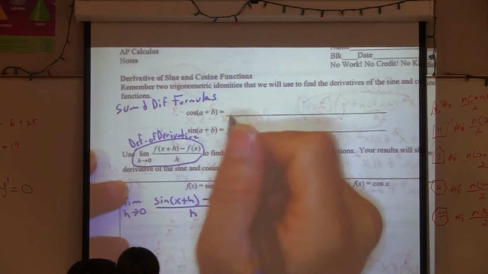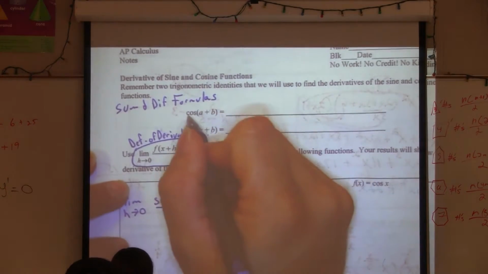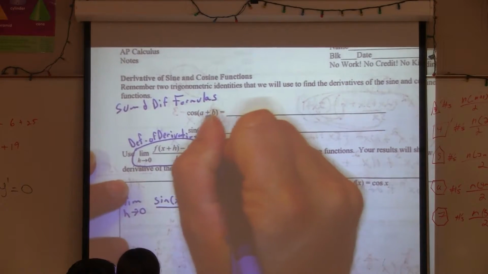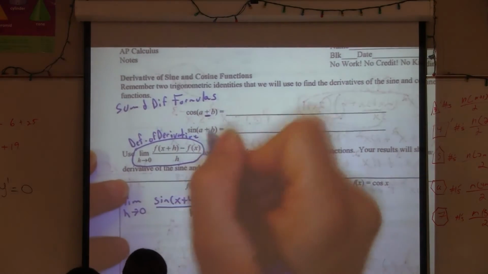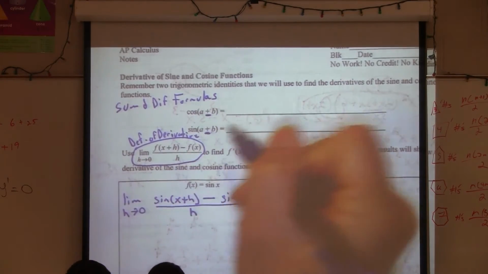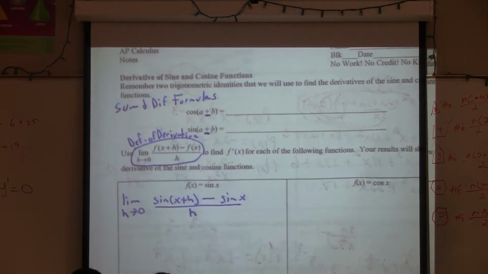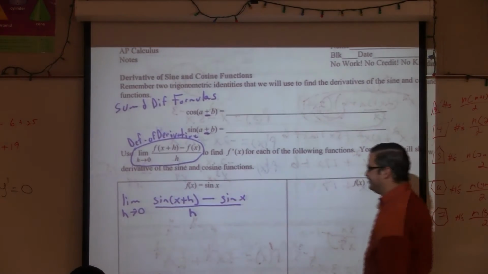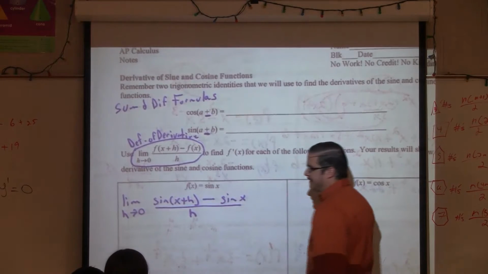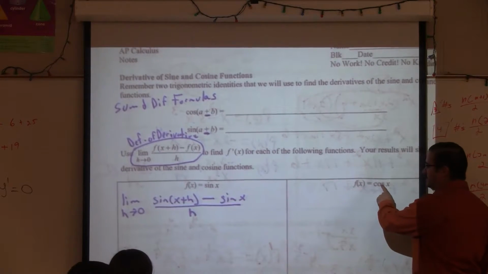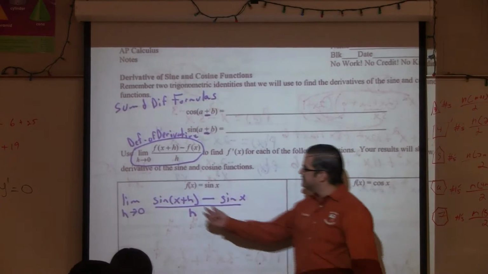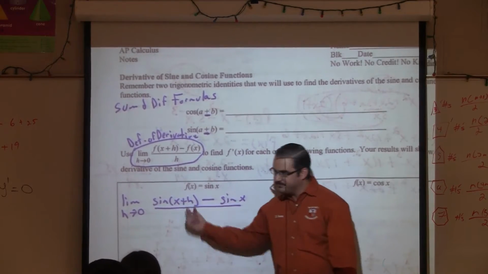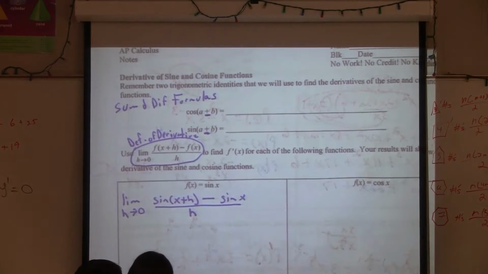Okay? So I'm going to give you both formulas. If it were cosine of A plus or minus B, and also sine of A plus or minus B. Right now we need the one for sine, but when we do the next one, we're going to need the one for cosine, because we're going to have cosine of x plus h. So do you see it? A plus B? Good? Alright, so here we go.